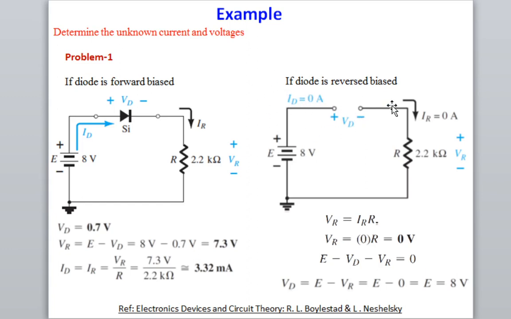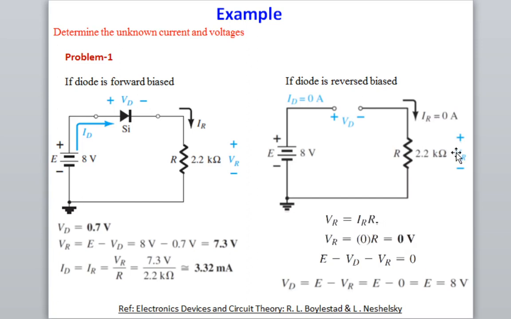If the diode current is 0, then the load current, IR, the current across the load resistance, is also equal to 0. If this is 0, VR will be equal to 0. So here VR is equal to IR into R, which is equal to 0.